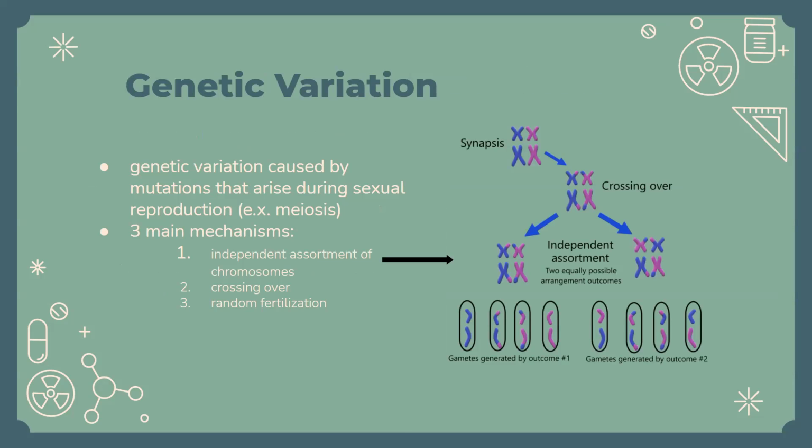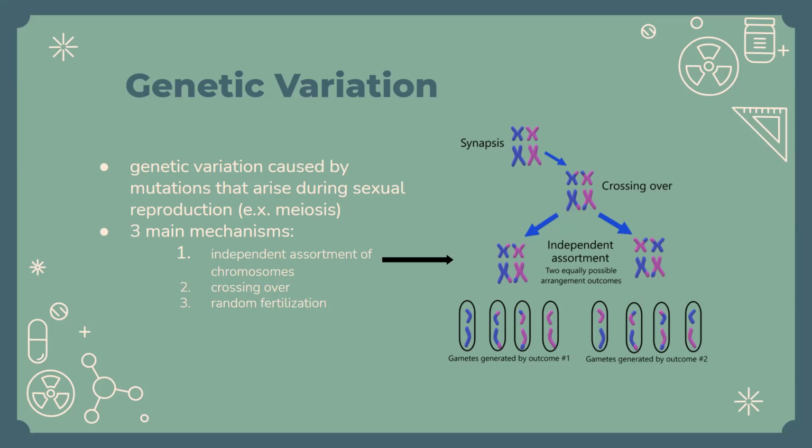And finally, we will talk about genetic variation. Genetic variation is caused by mutations that arise during sexual reproduction, so basically it occurs as a result of meiosis. The three main mechanisms of this genetic variation are: one, independent assortment of chromosomes; two, crossing over; and three, random fertilization.